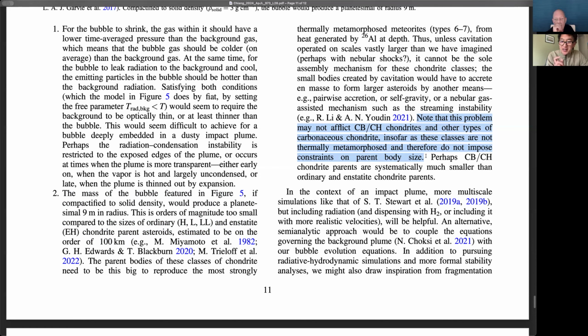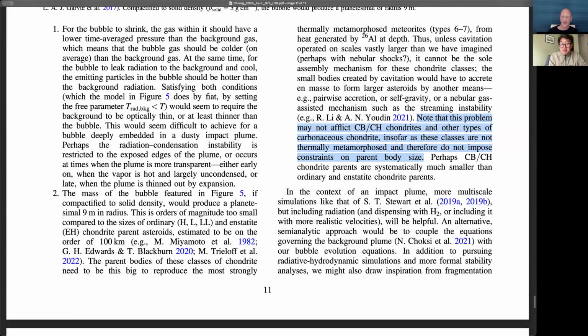The last thought I wanted to share with folks is, okay, you have this constraint of 100 kilometers for the ordinary and enstatite chondrites. I have a problem there. However, what about for the CBs and the CHs? I couldn't get an answer from anybody, and I did Google searches and so forth. I couldn't really find a constraint on the parent body sizes for CBs and CHs.